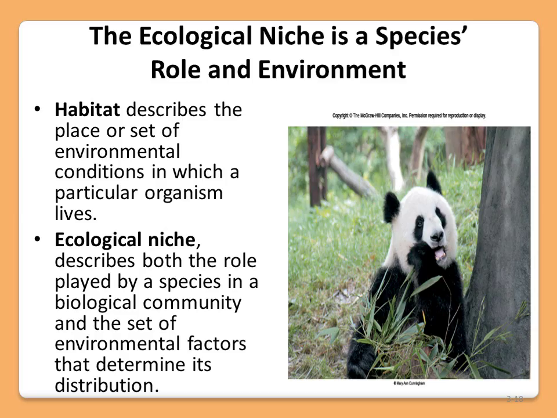So for example, the panda bear's habitat: it lives in regions with lots of bamboo. That would be its habitat. Its niche is to live in that bamboo area, to eat bamboo, and its niche would also include the amount of precipitation and the temperatures. So habitat is just describing the place they live, whereas a niche is describing what the organism does in an area.